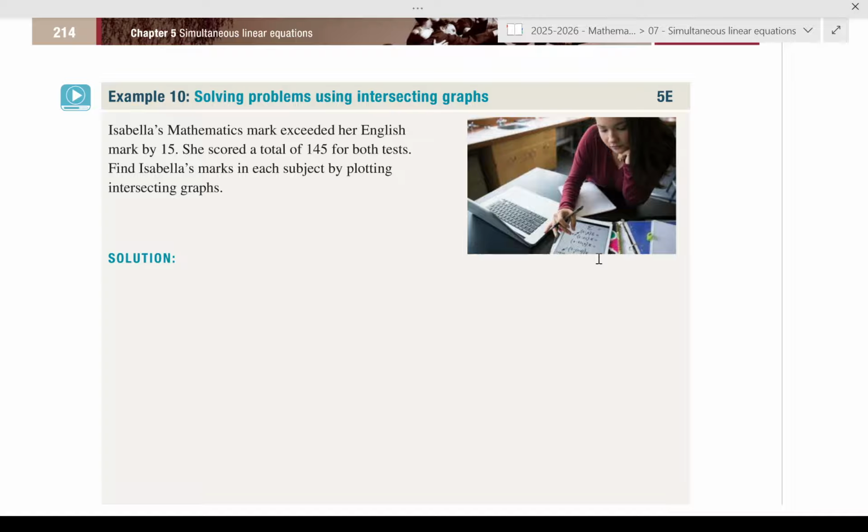So we're trying to find where these two things will exist. But basically, we need a couple of equations. So what do we know? Well, we know that her mathematics mark was 15 more than her English mark. So that means her mathematics mark was her English mark plus 15. Does that make sense? That's that first part. Mathematics mark exceeded by 15.